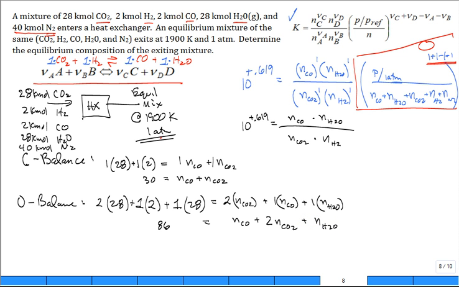So now I have an equilibrium equation, a carbon balance equation, and an oxygen balance equation, 3 equations, but I still have 4 unknowns. I need one more balance equation. What is it? Hydrogen balance. With the hydrogen balance, we see that we have 2 times the 2 kilomoles of hydrogen coming in, and we have 2 times the 28 kilomoles of water coming in. That sums up to 60.